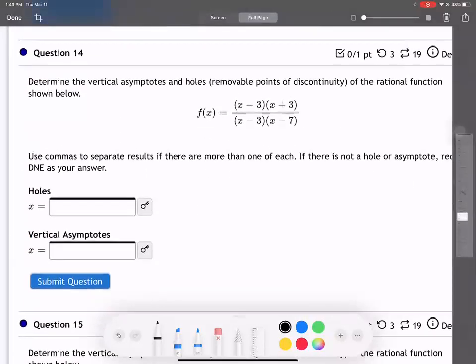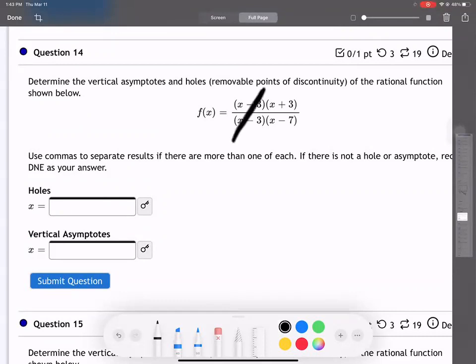Alright, determine the vertical asymptotes and holes. Remove points of discontinuity of the rational function shown below. Alright, taking a look here. Oh, nice. They nicely factored it for us, right? So we have some holes. See you later, hole. We have a hole at x equals 3. In this case, they didn't want the point. They just want the value of where the hole is located. And then we have a vertical asymptote with what's left over. Yay.